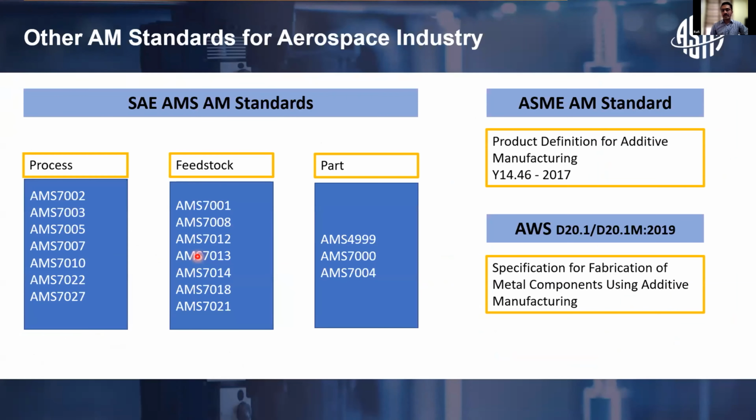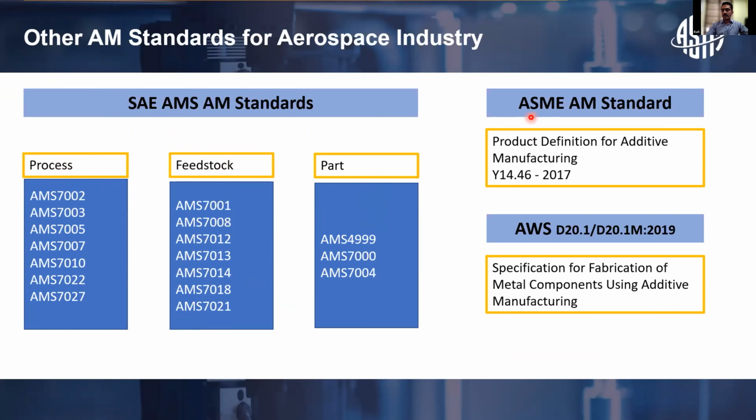And in addition to ASTM and the ISO, there are other organizations who are also focusing on developing standards for additive manufacturing. So one of the premier organizations is SAE. They have SAE AMS standards for 3 different pillars, primarily for aerospace. One is for process, another one is for feedstock, and another one is for part. So I listed most of the published standards here, and they do have other published standards as well. But again, the focus is mainly on aerospace.